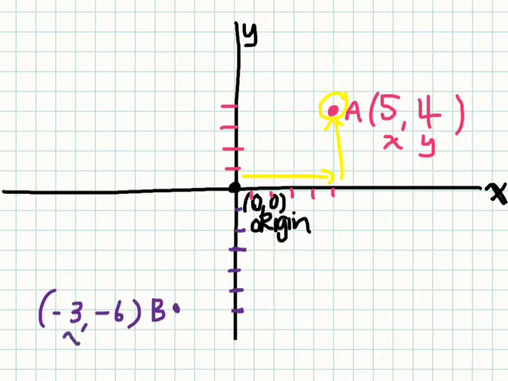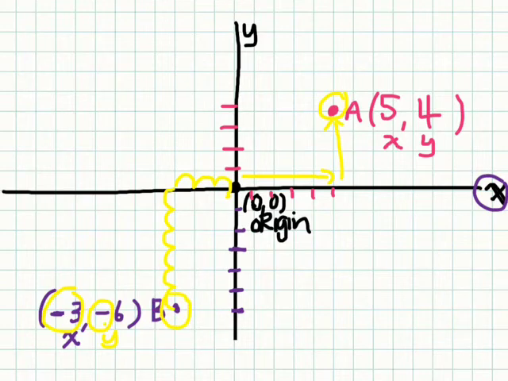Again, the first number always tells us how to move along the x-axis, and it's negative, so I know I need to move to the left. So we're moving 1, 2, 3 spaces to the left because it's negative, and then we have our y value, which is the vertical, up or down. And why did we go down? Because it's -6, right? So 1, 2, 3, 4, 5, 6, and that's where B is located.